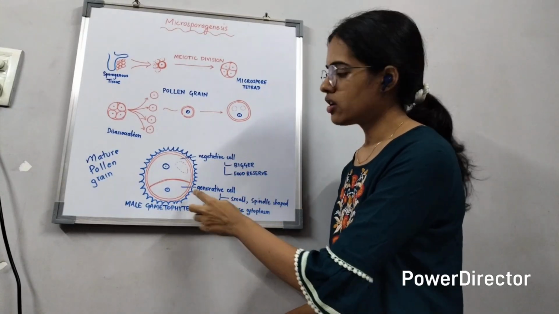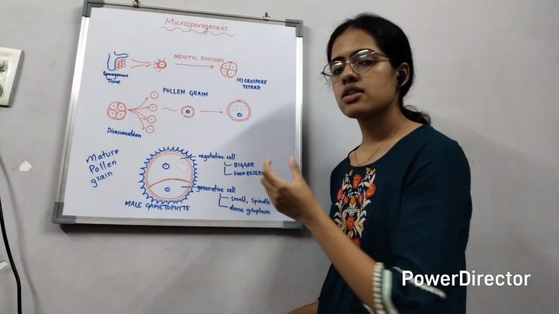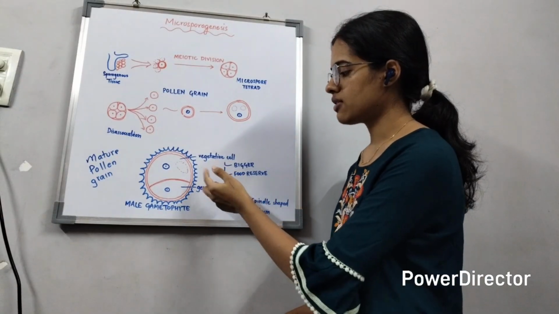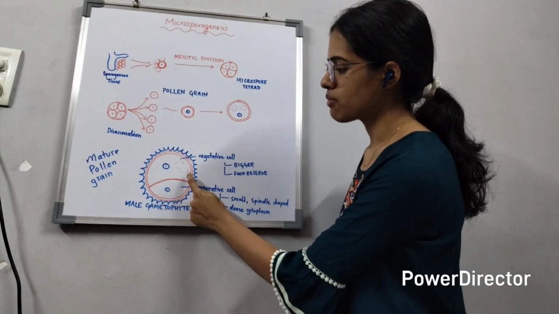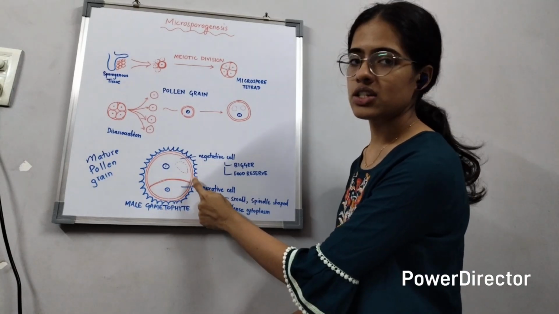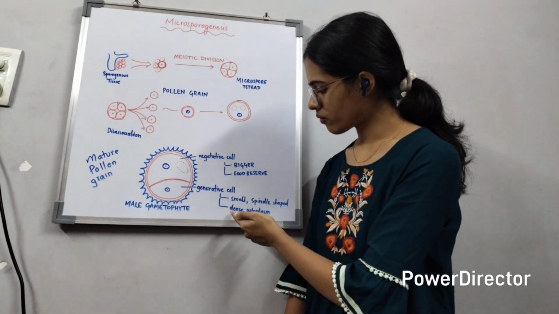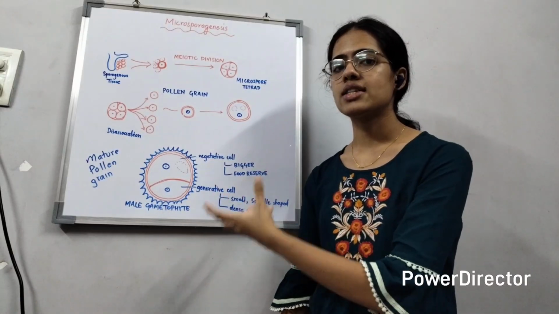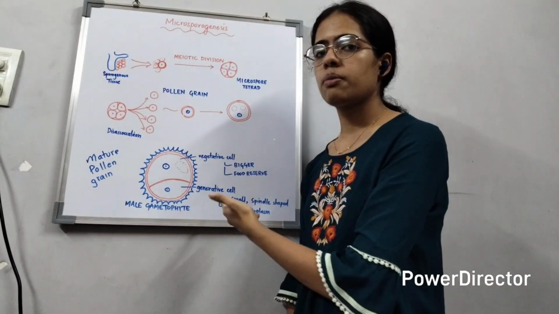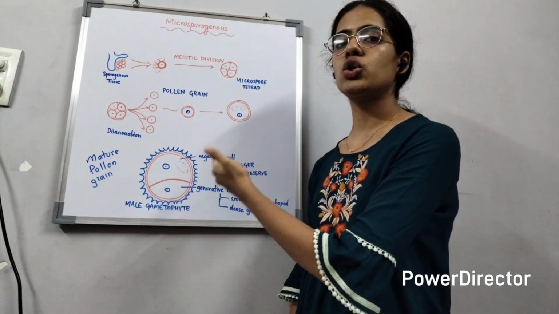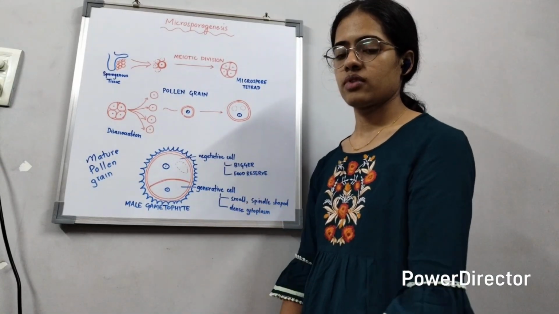Then there is the generative cell. This generative cell is small compared to the vegetative cell, and it is spindle shaped. That is, the cell is small and forms a spindle-like structure. The generative cell in fact contains a more dense cytoplasm. This is the mature pollen grain, and it is a two-celled structure.